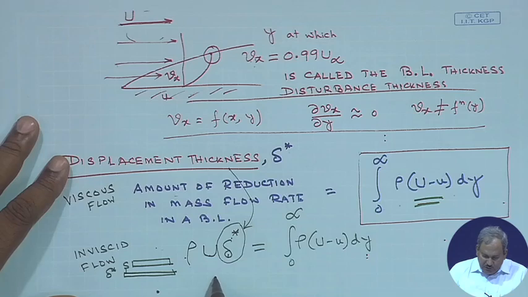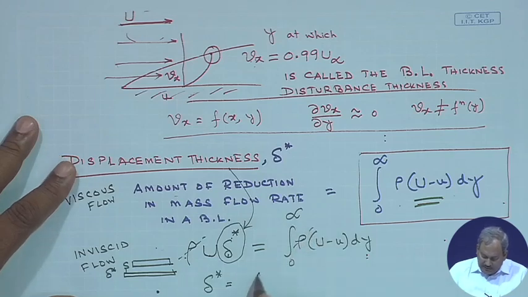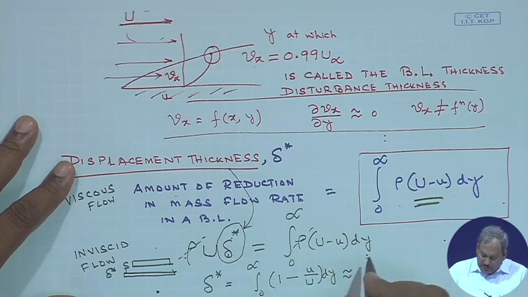So what is going to be the final expression of delta star? It's an incompressible fluid, so rho will simply cancel out. So it is the integral from 0 to infinity, of 1 minus small u by capital U, times dy, or for practical purposes, it can be equated to 0 to delta, because nothing happens beyond delta, of 1 minus u by U into dy.